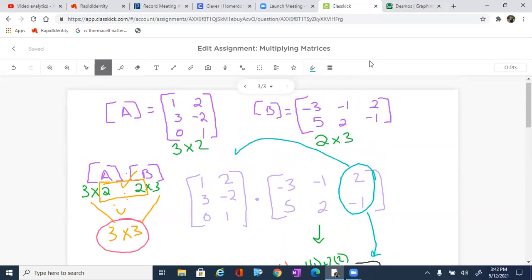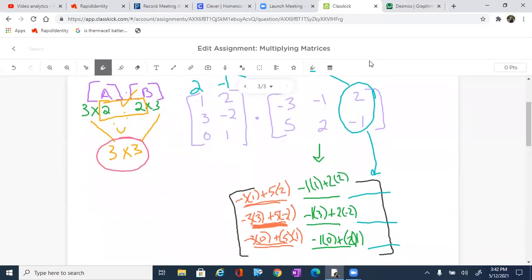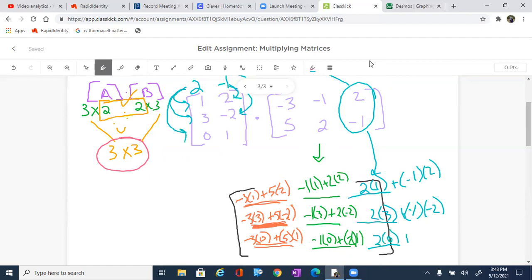I'm just going to bring those right over the top, 2 times 2 and -1. And I'm going to do the exact same thing. It's the same pattern, 2 times 1 plus -1 times 2. I'm going to do 2 times 3 plus -1 times -2. Okay, and then I'm going to do 2 times 0 plus -1 times 1.